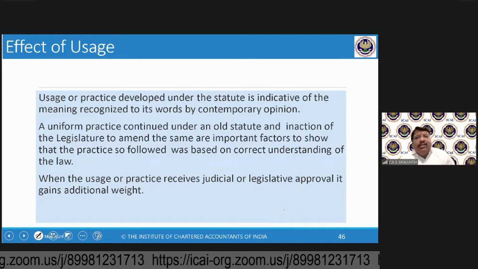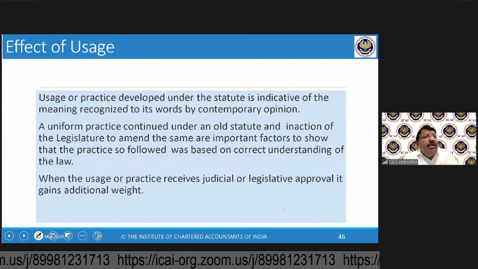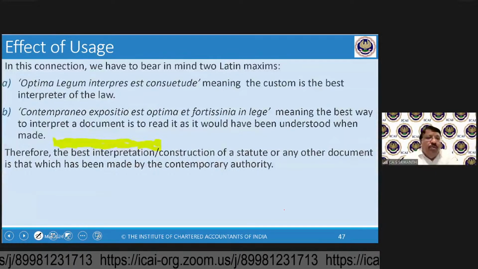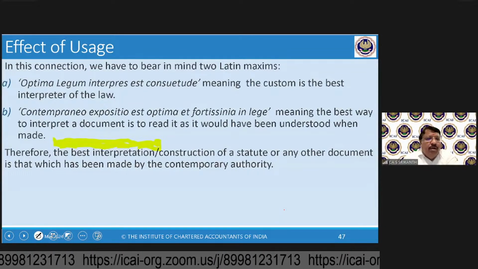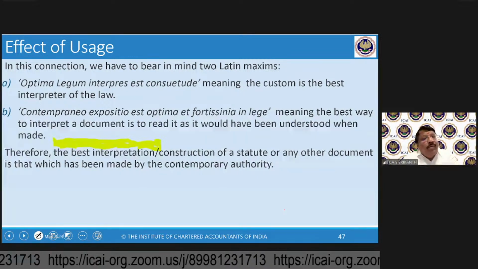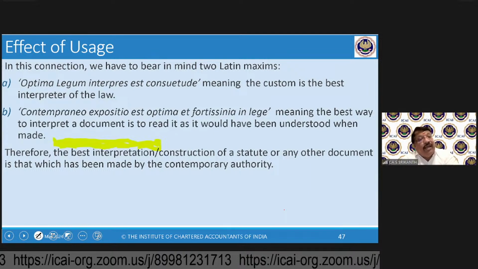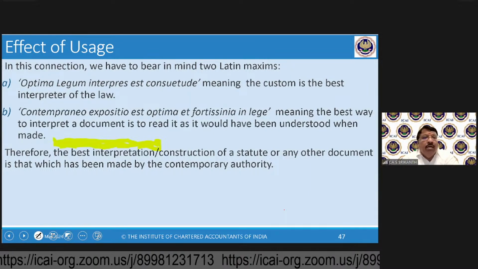Usage or practice developed under the statute is indicative of the meaning. So sometimes usage itself defines the meaning. So contemporaneous usage, how was the word understood at that time, also needs to be taken.